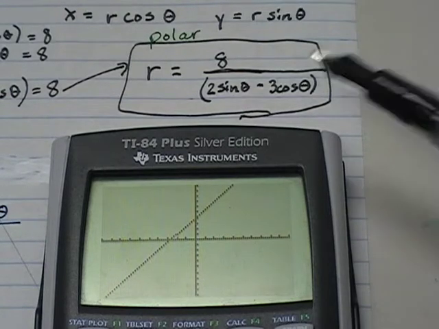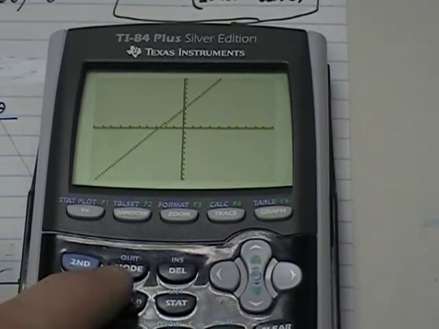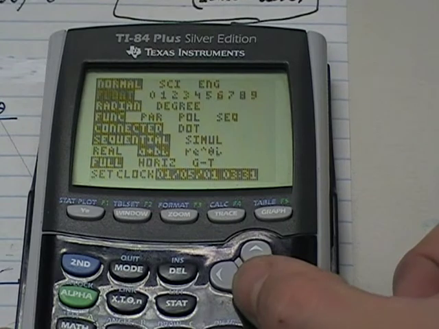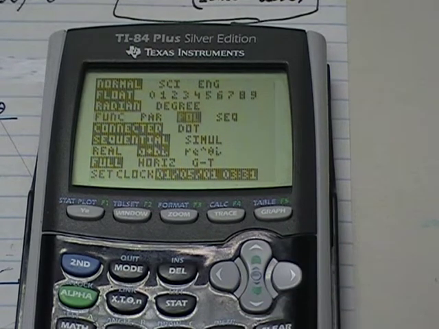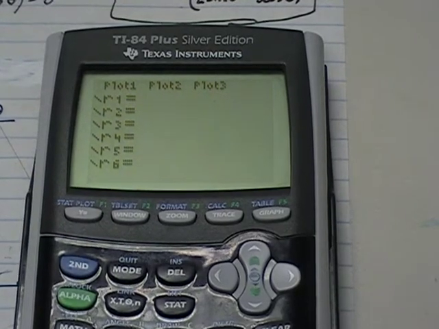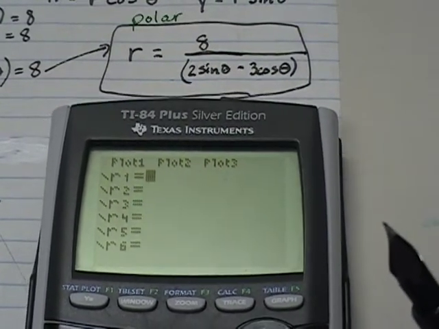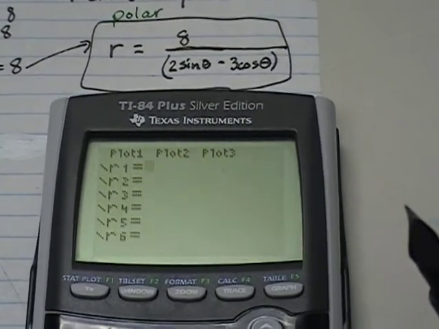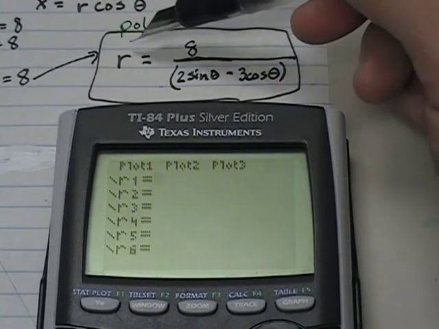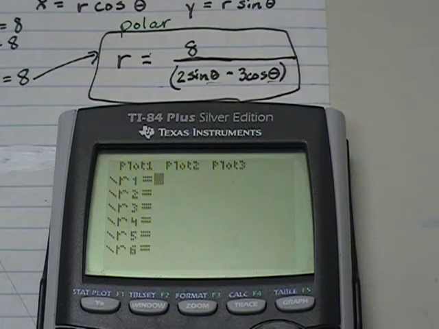Well, the first thing is, to graph this equation in polar form, I have to change modes. So I click mode, and I scroll down, and I change to polar mode. Now I'm going to hit Y equals, and instead of Y1, Y2, Y3, what do we see? R1, R2, R3. This calculator is set up so that when you put it in polar mode, it expects an equation that says R equals blah in terms of theta. So I'm going to type this equation, 8 divided by, and I'll put my parentheses here.